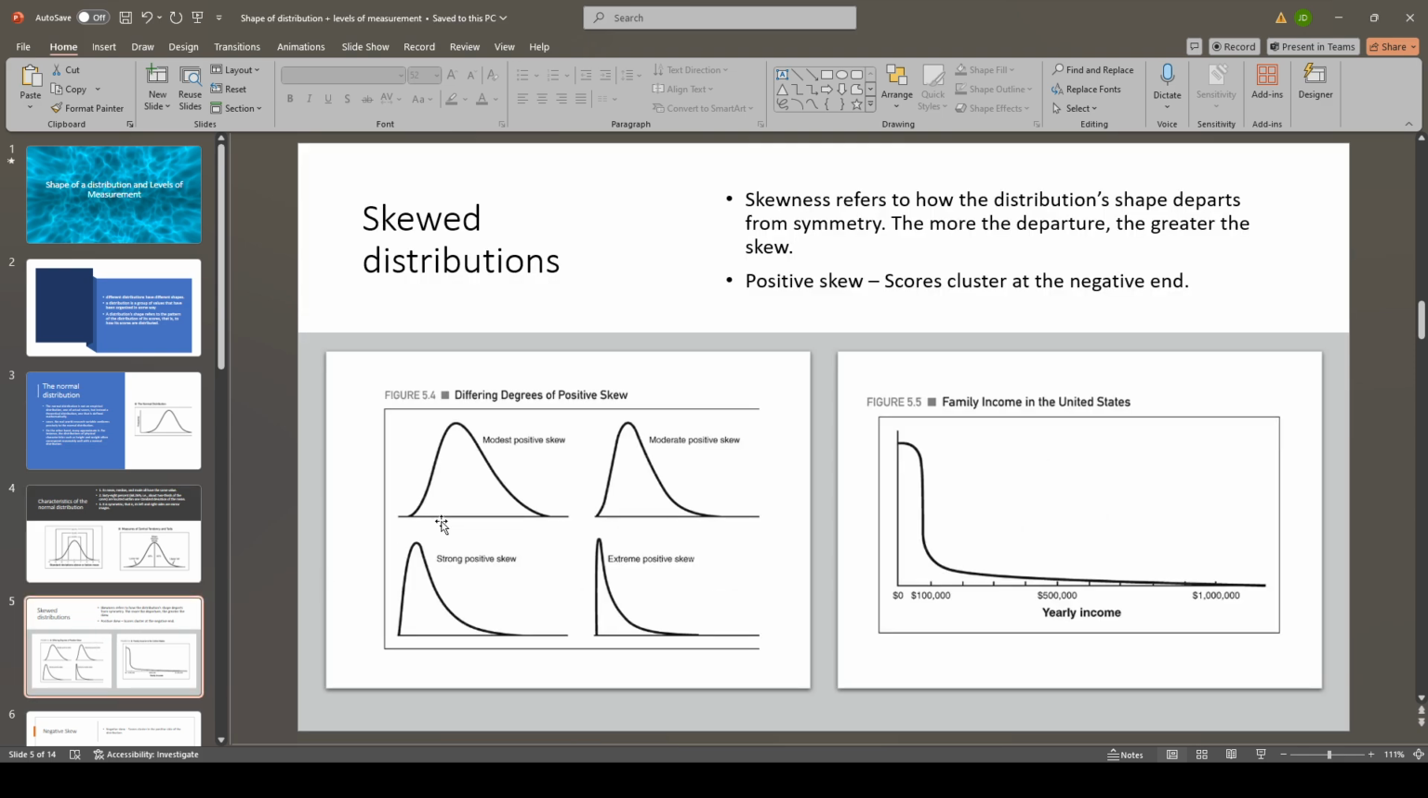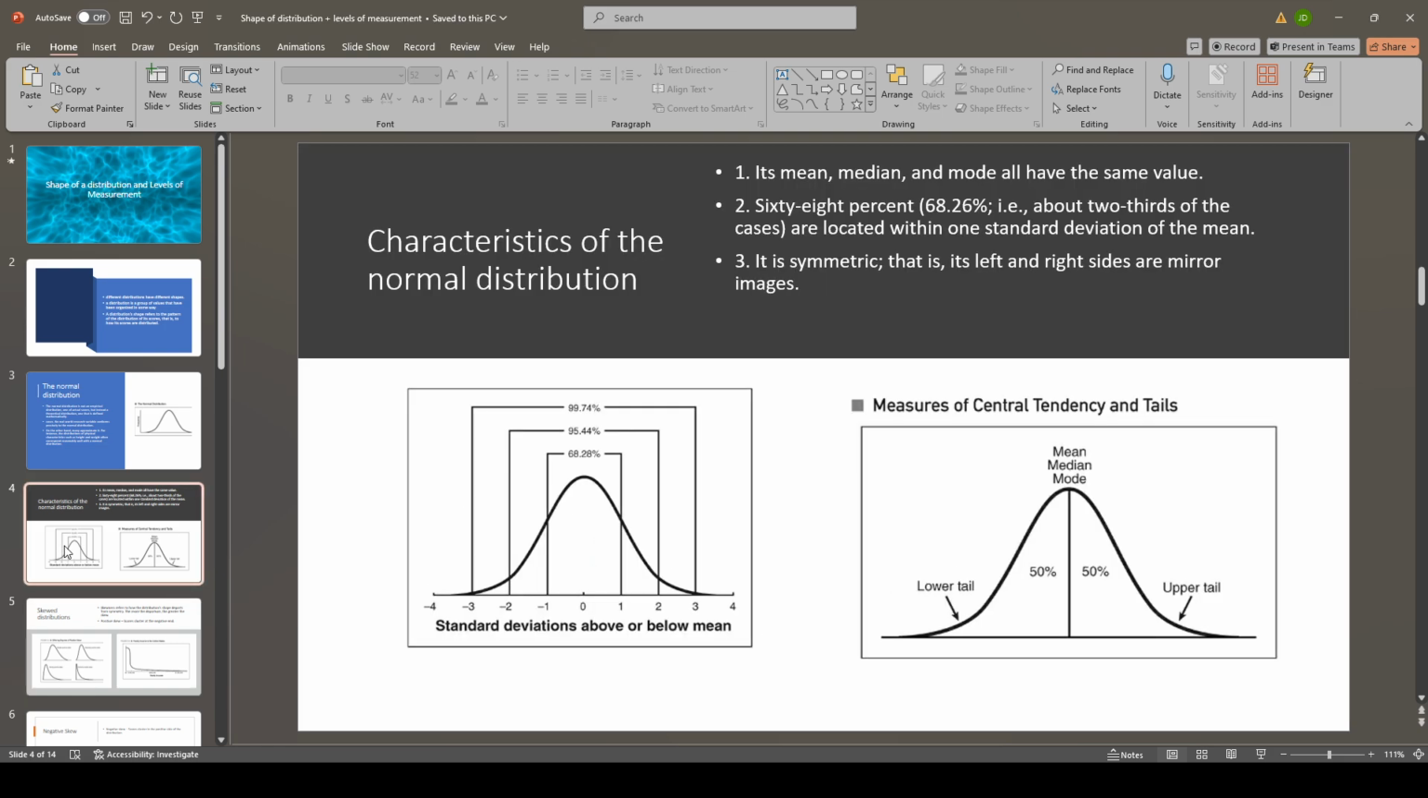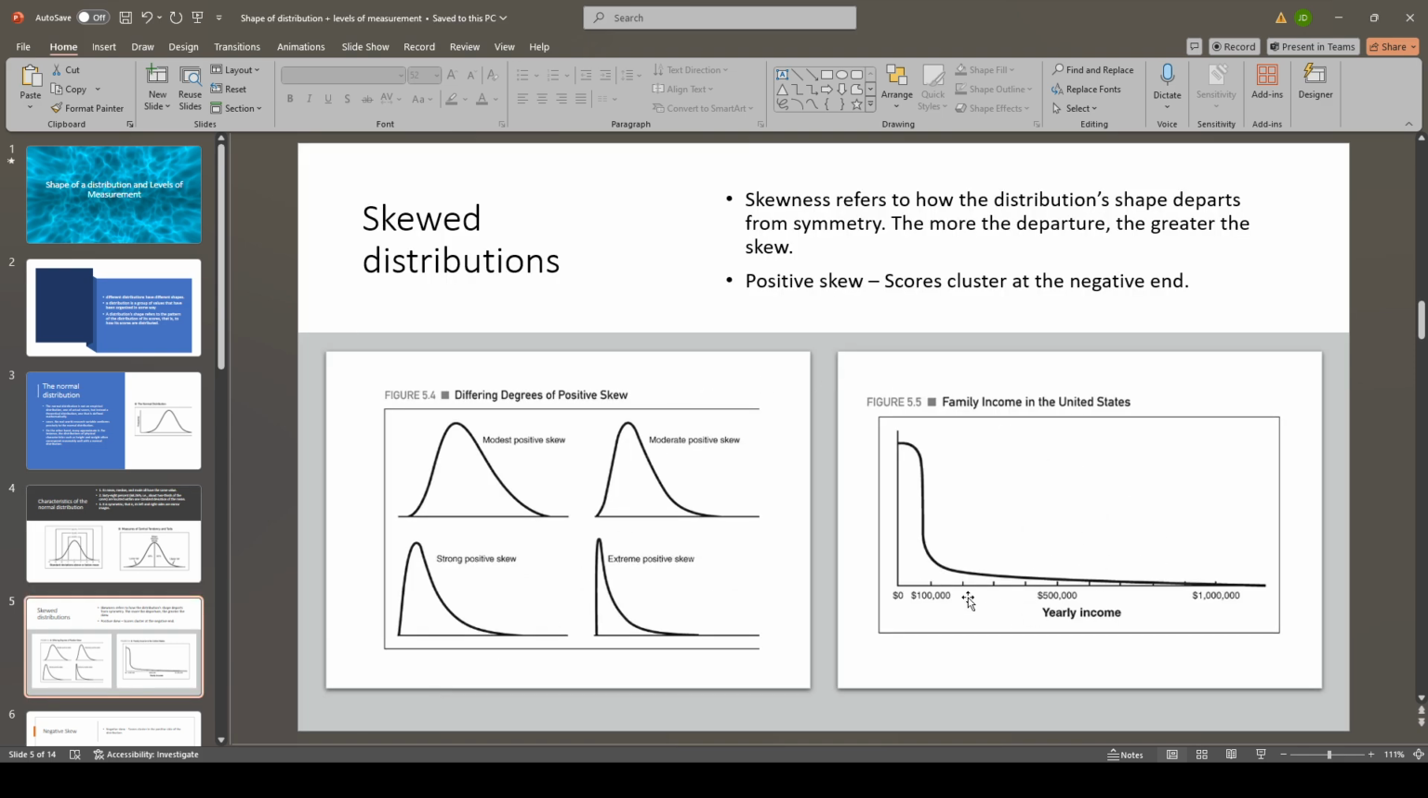Getting into skews, this is a positive skew. To rewind back again, a normal distribution has no skew, as the upper tail and the lower tail are equal. This is a symmetrical curve. Skews are not symmetrical. Skewness refers to the distribution's shape apart from symmetry. The more departure, the greater the skew, and this is a positive skew. With a positive skew, scores cluster towards the negative end.